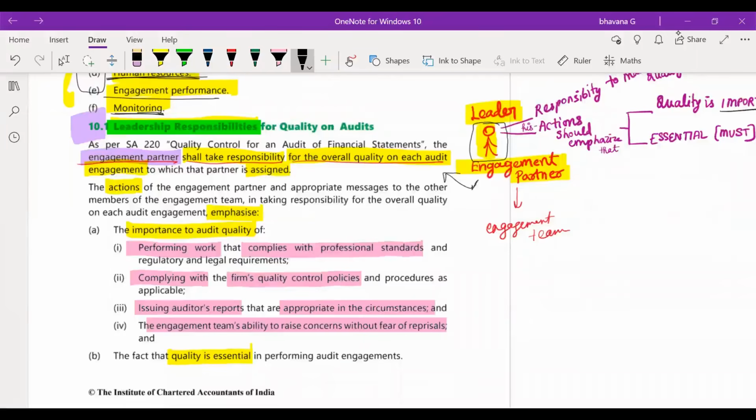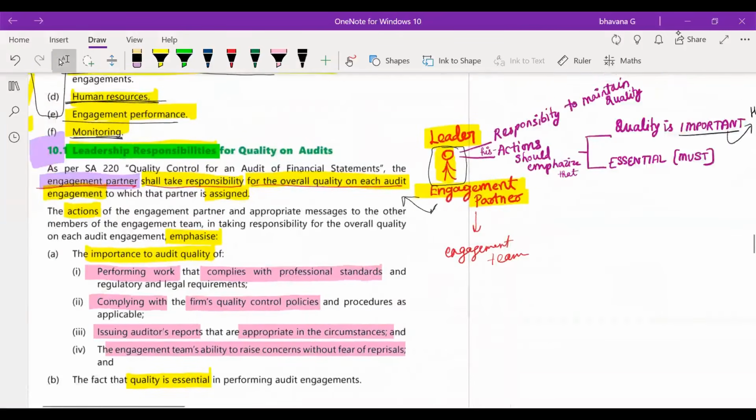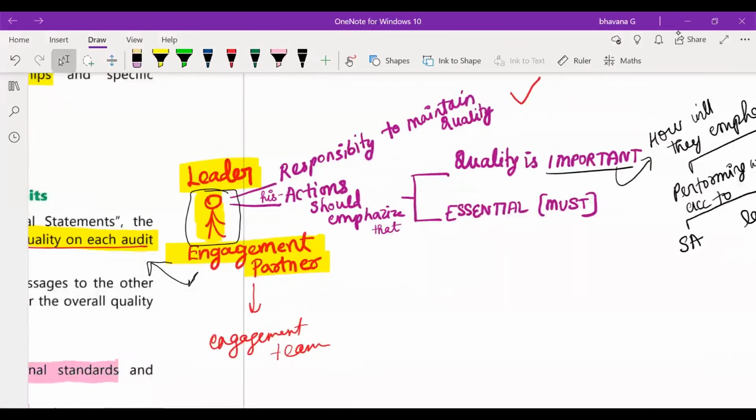Now we are going to see. So what he tried to tell here is, now we have seen that this leader is responsible to maintain quality.